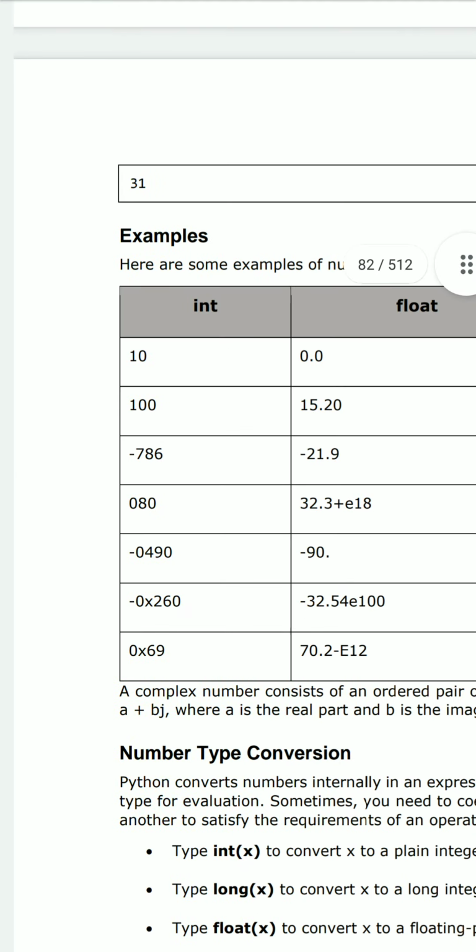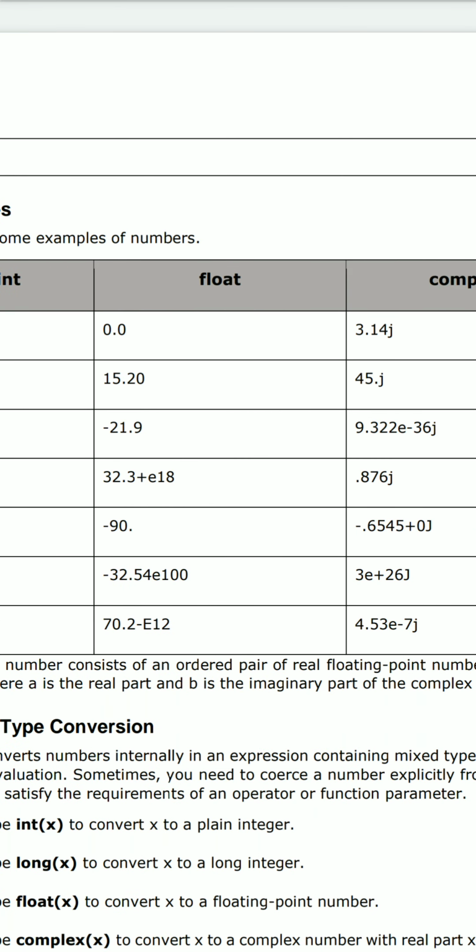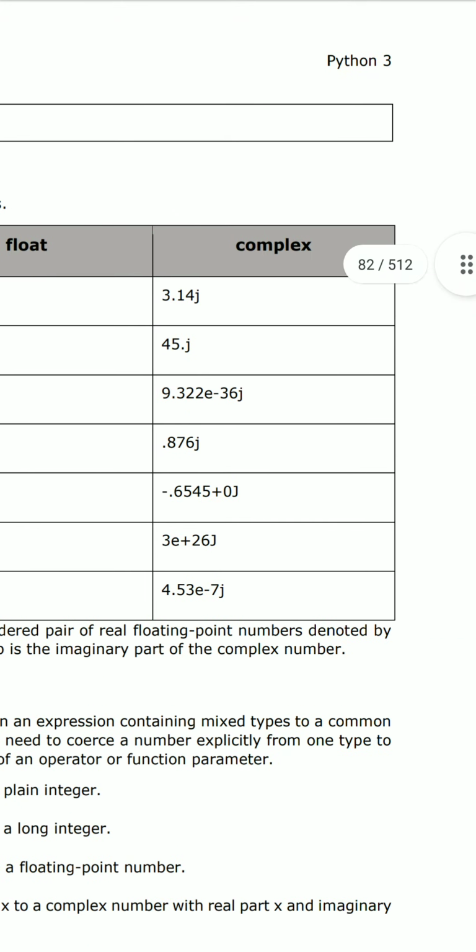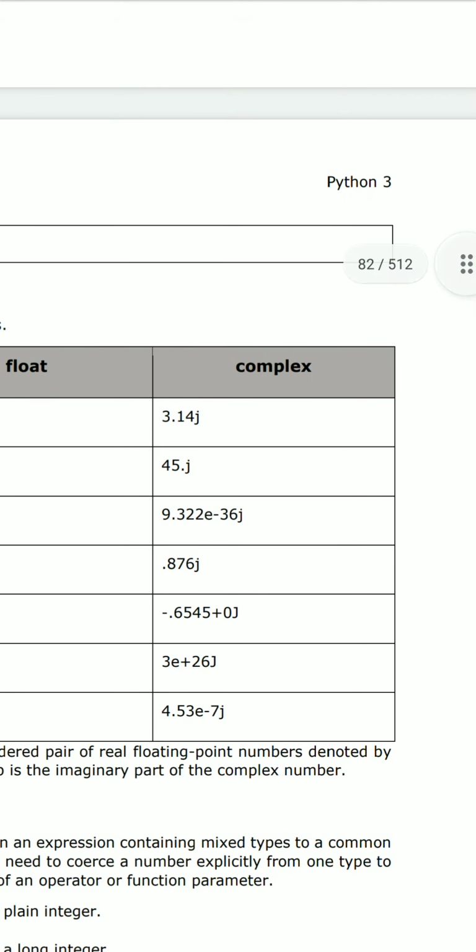And here in floating point values, you can observe the floating value, that means 0.0, 15.20. The numbers with a fractional part are called floating point values. And next, complex values are represented like 3.14j. The last character must be j, which represents complex values. These complex values take some storage space, so they are rarely used in Python 3.